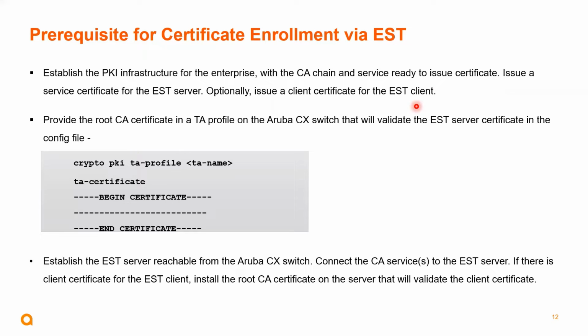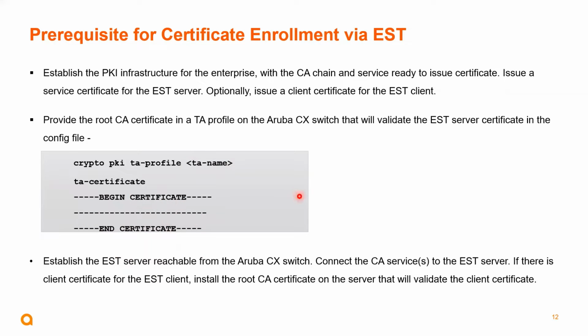Basically, the communication between the EST server and our EST client switch is secured over TLS. For that, the first step is to configure a root TA certificate as a TA profile in our CX switches. That will be the TA profile to communicate between the switch and the EST server. So here comes the configuration: crypto pki ta-profile and the name of the TA profile. And then we can import the root certificate in PEM format.